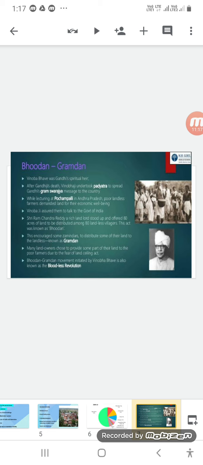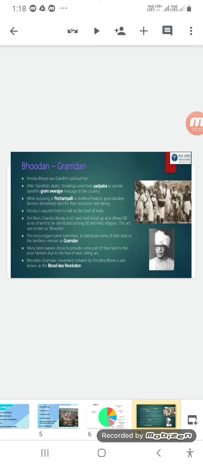Now we are going to the Bhudan and Gramdan movement. What are the Bhudan and Gramdan movements? Both movements were to flourish village life, to flourish the farmer's life. This was basically a message given by Gandhiji, who was trying to bring Gram Swarajya, a message to develop the village. And Vinoba Bhave was Gandhiji's spiritual heir. After Gandhiji's death, Vinoba Bhave undertook Padyatra to carry Gandhiji's Gram Swarajya message to the country.